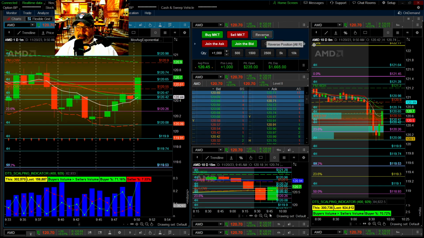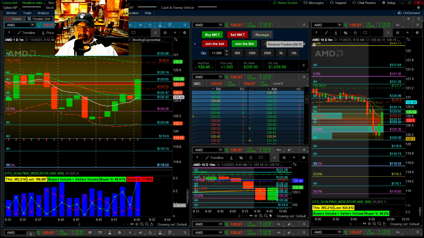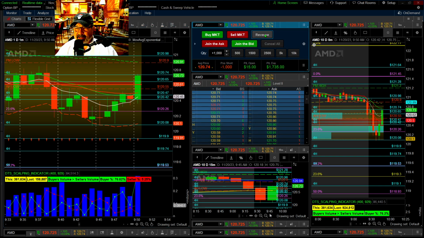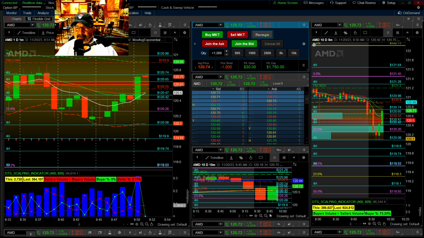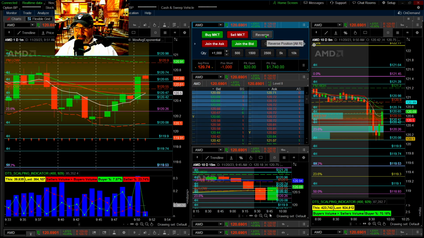Holy mackerel. There we go. Is it going to break through that 4 hour too? Well, I'm just going to take that because it seems like it's losing its way up there. So let's see if it's going to drop. Or is the 4 hour going to push it up? Looks like the 4 hour is going to push it up. It's banking off that 4 hour.